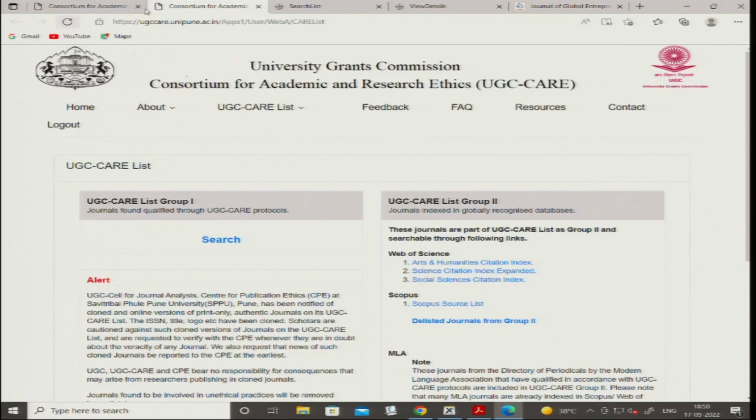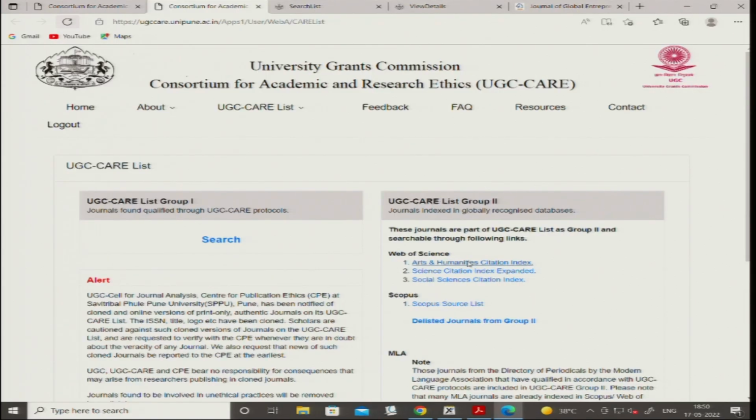Here you can search for journals by subject. Now there is one more, the group 2 list. Here the list is available that involves the Web of Science data and Scopus data. So here you find all journals from the Arts and Humanities Citation Index, Social Science Citation Index in the Web of Science, and you also find the Scopus source list.